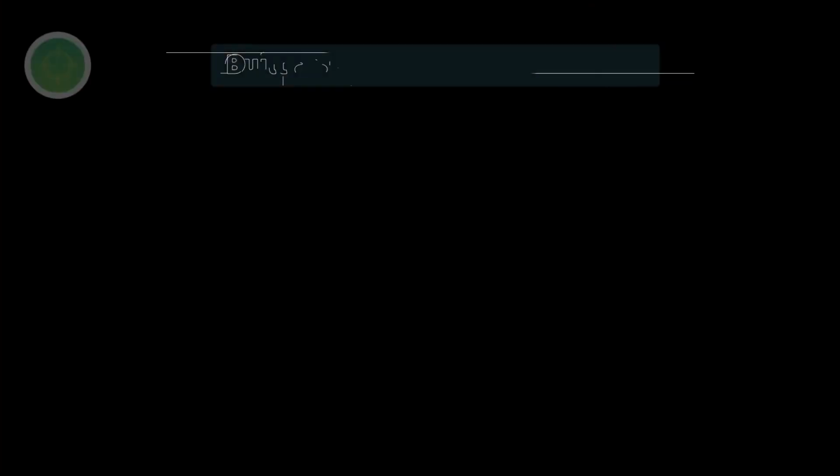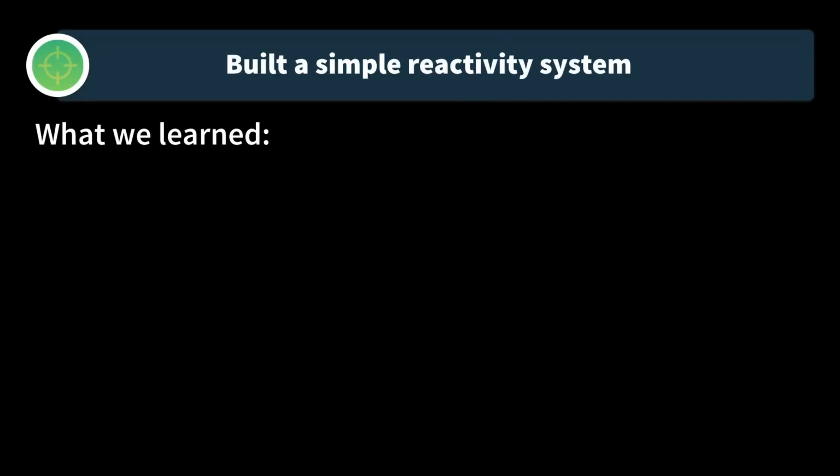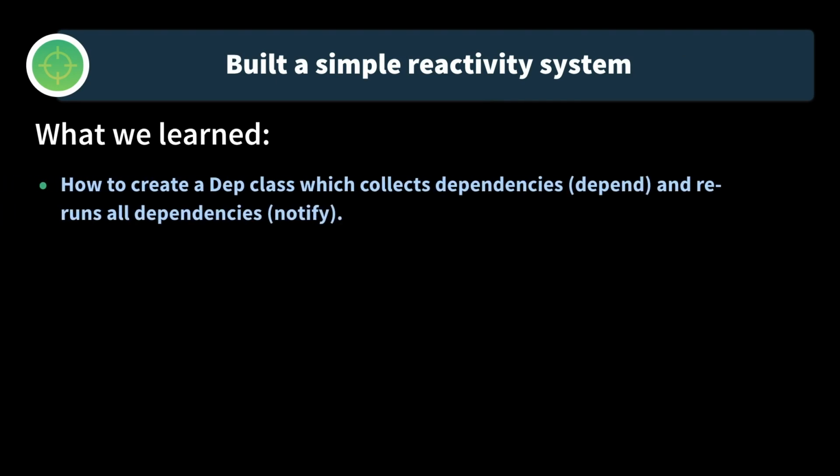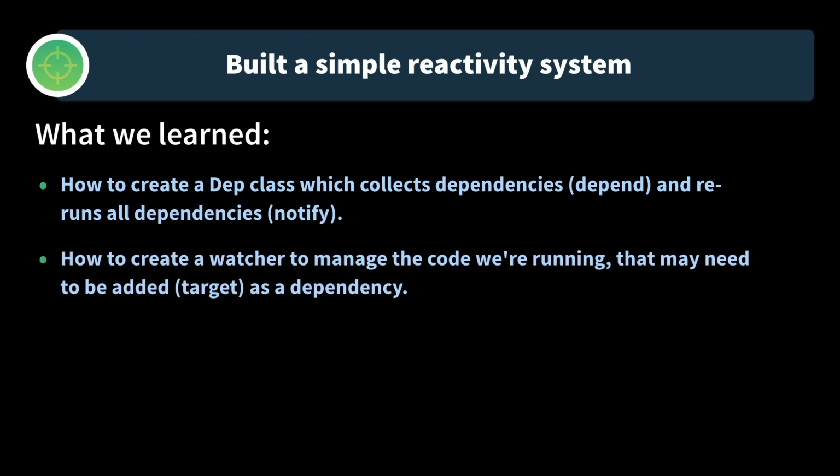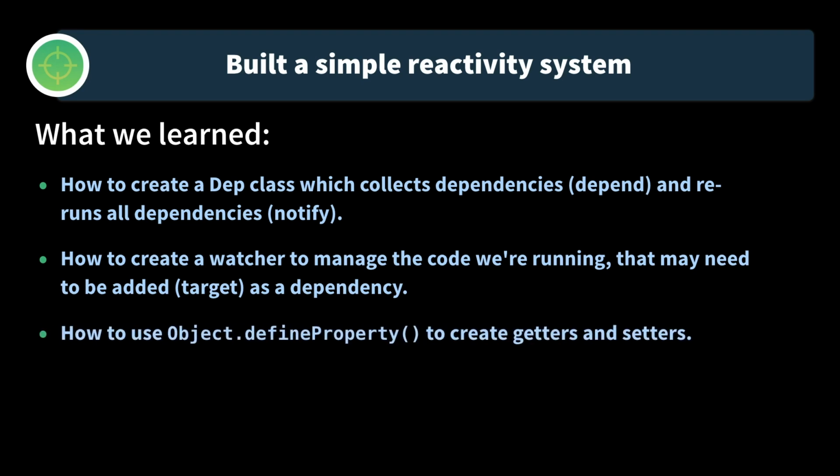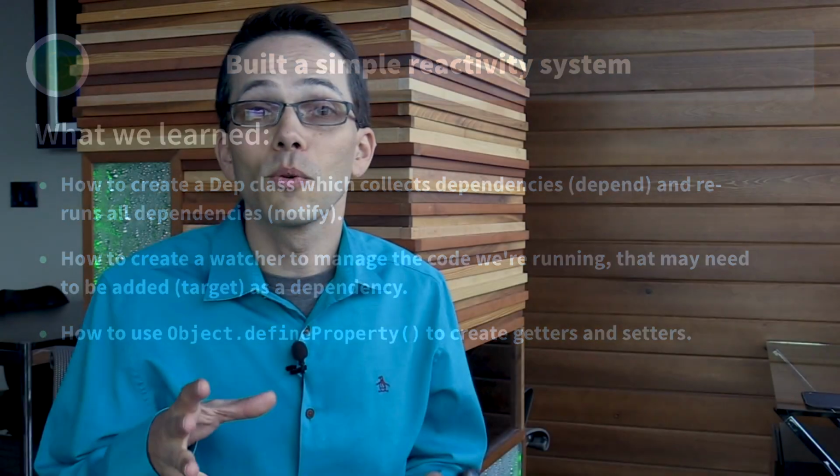To review, in this lesson we built a simple reactivity system. We learned how to create a dep class which collects dependencies and reruns all dependencies. We learned how to create a watcher to manage the code we're running that may need to be added as a dependency, and we learned how to use Object.defineProperty to create getters and setters. Thanks for watching. In the next lesson, we'll see if we can find reactivity in the Vue source code itself.